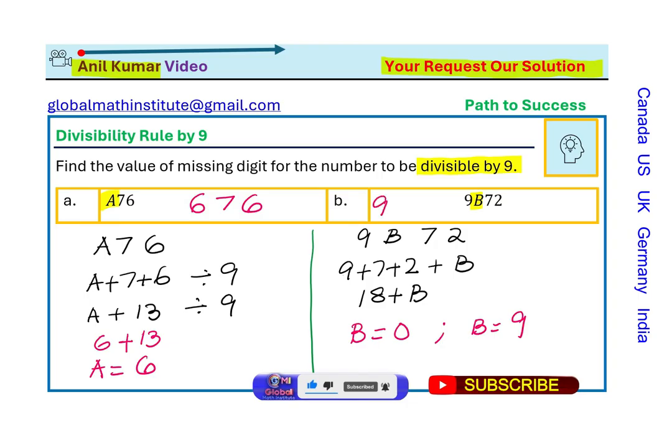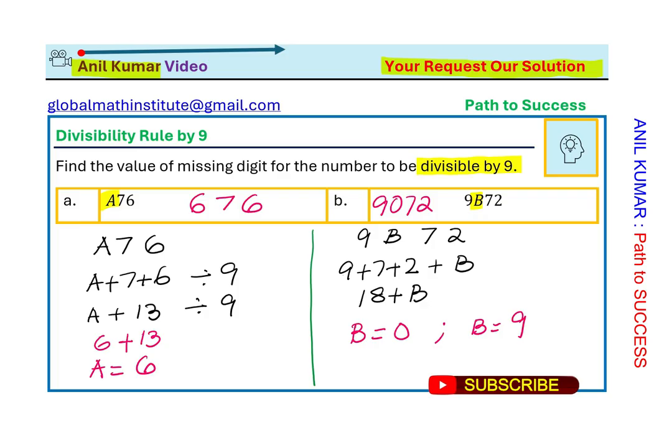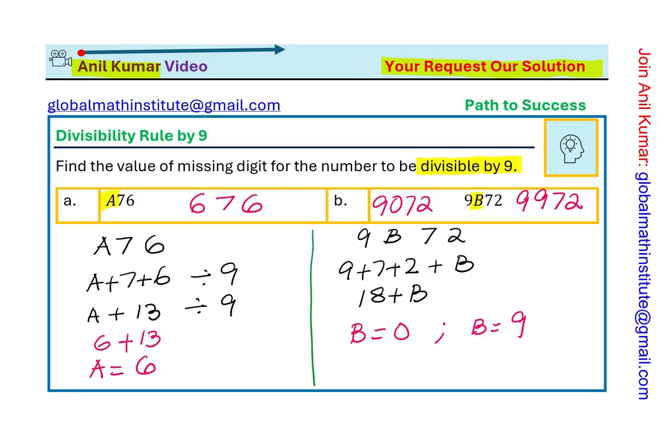So we could write 9072 and even 9972 as two possible solutions in this particular case, and all these numbers will be divisible by 9. So I hope with this you have clearly understood the divisibility rule by 9, and now you can create numbers which could be multiples of 9.